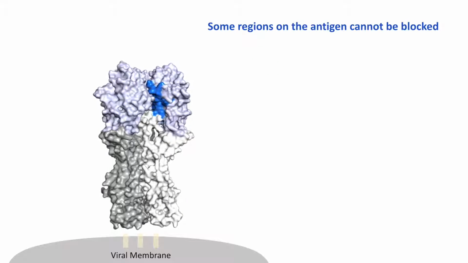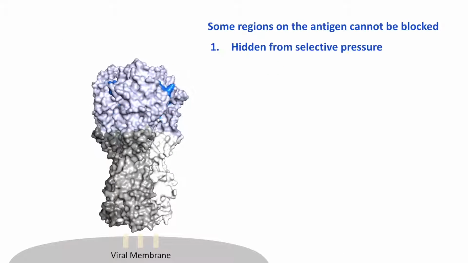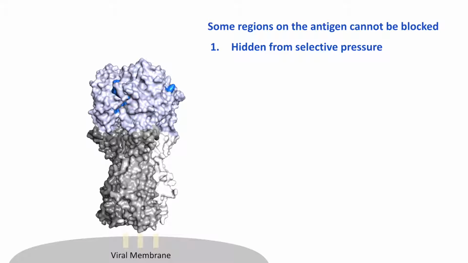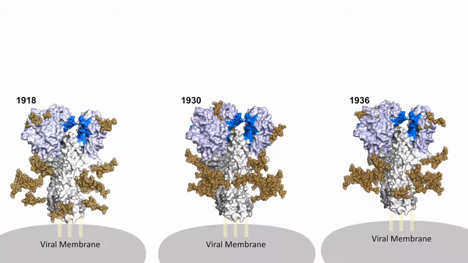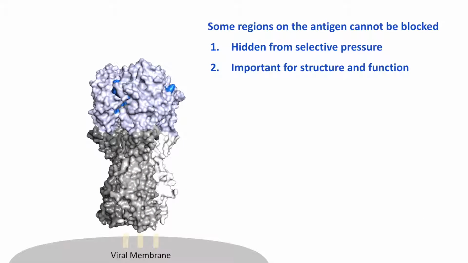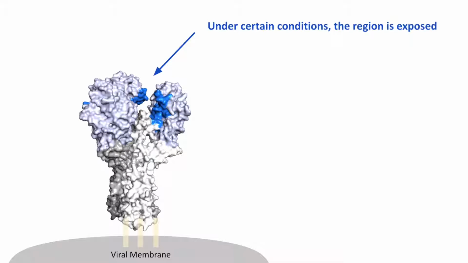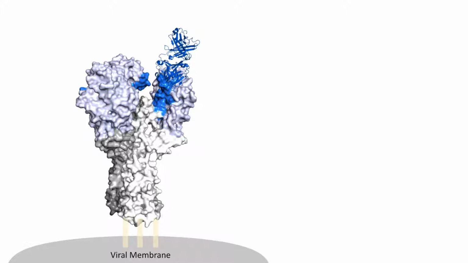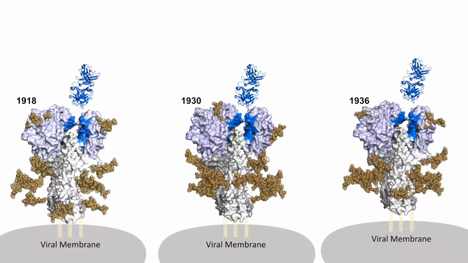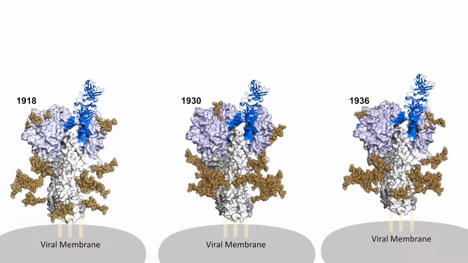Fortunately, some regions on the antigen aren't blocked or mutated. These regions are typically hidden from selective pressure to change, or they are important for the structure and function of the antigen. These regions are conserved across many forms of the antigen. While these regions are typically hidden, under certain conditions, the region is exposed. Once this region is exposed, an antibody can bind to it. Antibodies that bind this conserved region can bind to many forms of the antigen. We want to find these antibodies so that we can design vaccines that bind the antigen even when it mutates.